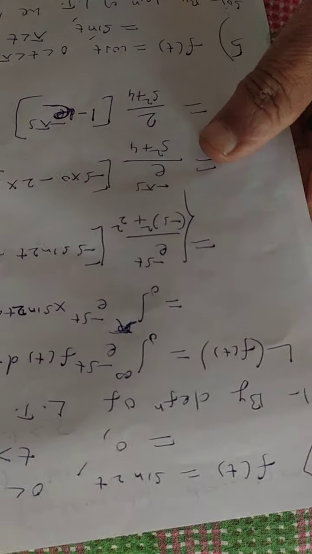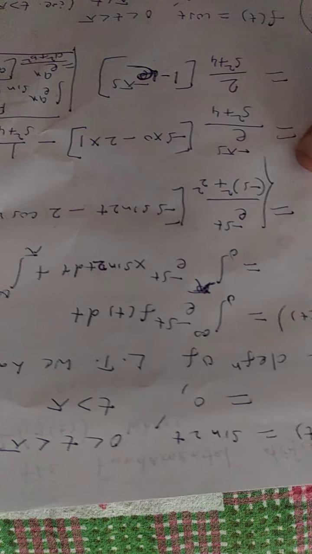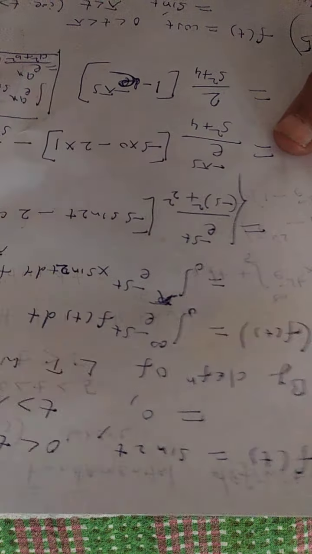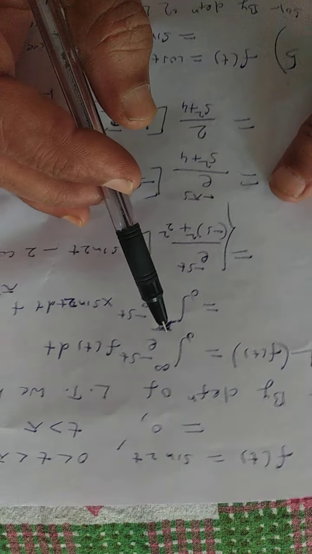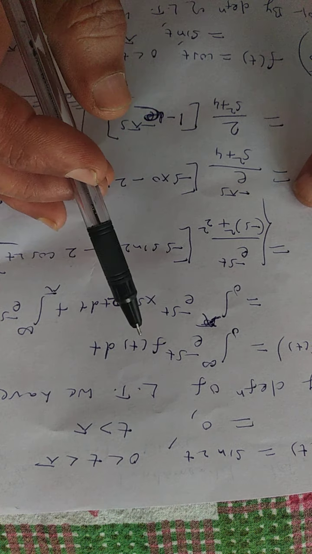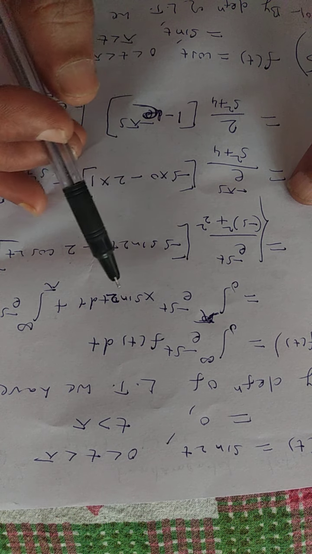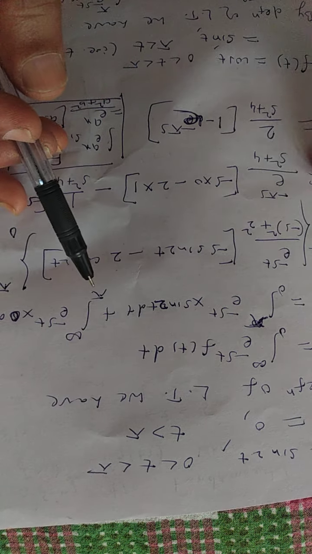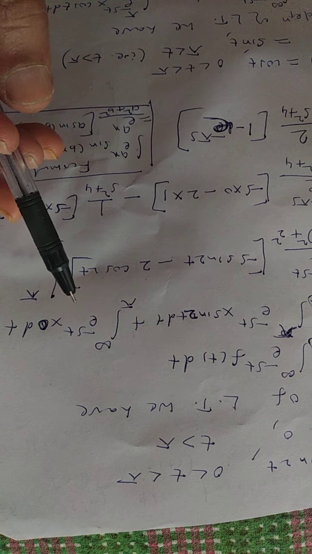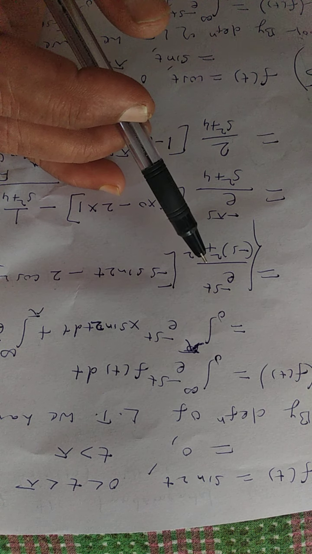Next example, f(t) equal to sin 2t when t lying between 0 and pi, and it is equal to 0 when t is greater than pi. So by definition of Laplace transform, again we have Laplace of f(t) is integral 0 to infinity e raised to minus st f(t) dt, that is 0 to pi. In the interval 0 to pi, the value of the function is sin 2t, so e raised to minus st into sin 2t dt plus integral pi to infinity e raised to minus st into 0 dt.